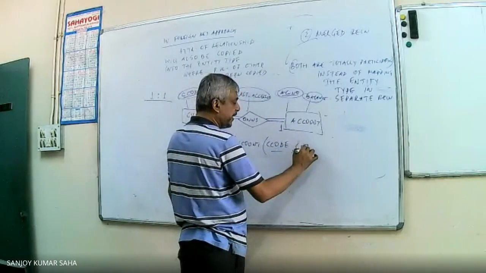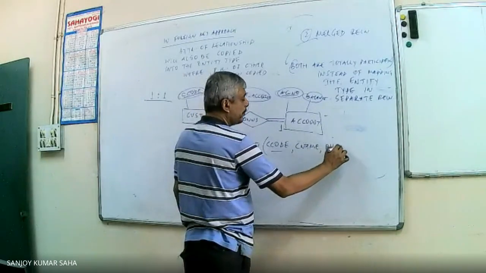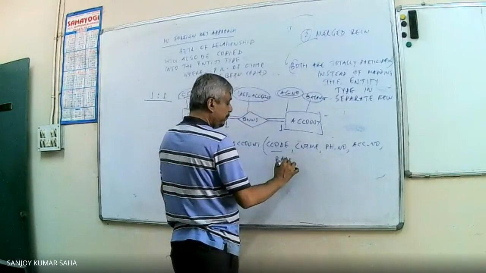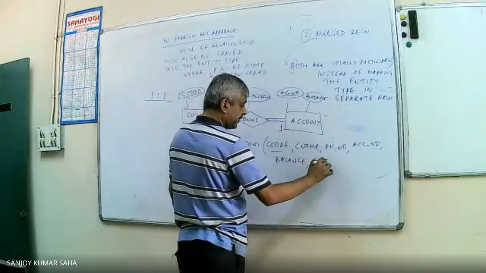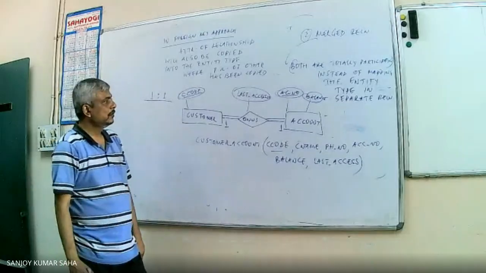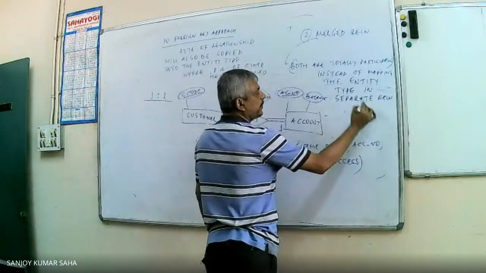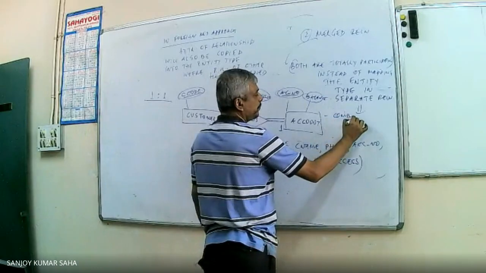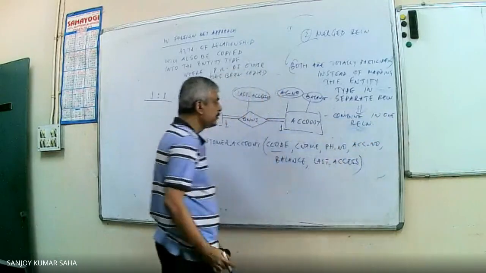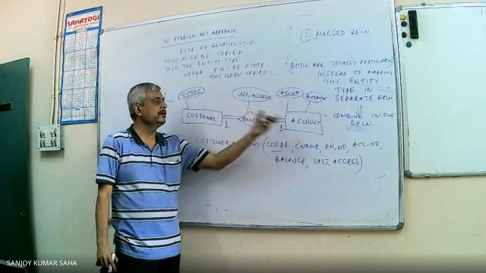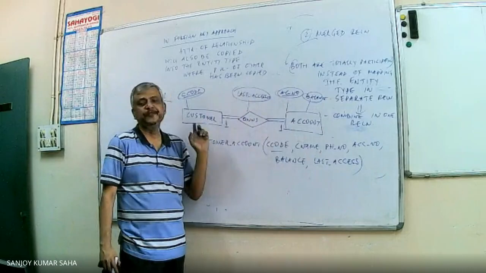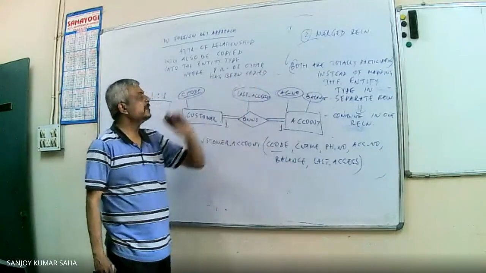So customer code, customer name, phone number, account number, balance, last access. So instead of a separate relation, combine in one relation. So what will be the attributes? Union of the attributes of the participating entity types and the attribute of the relationship if any. So that is the merged relation.